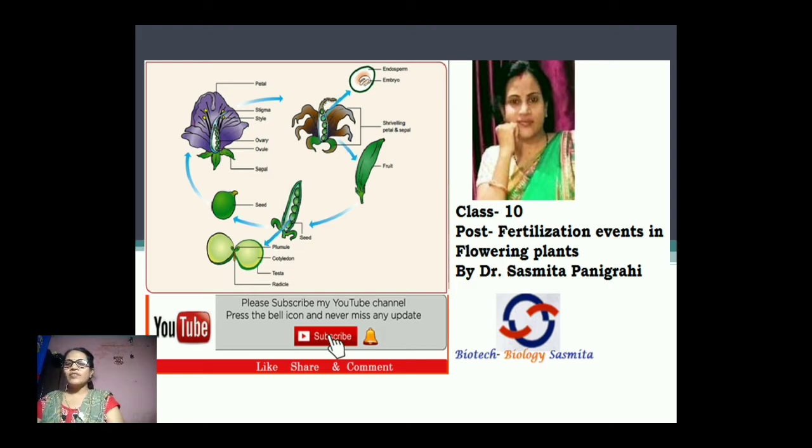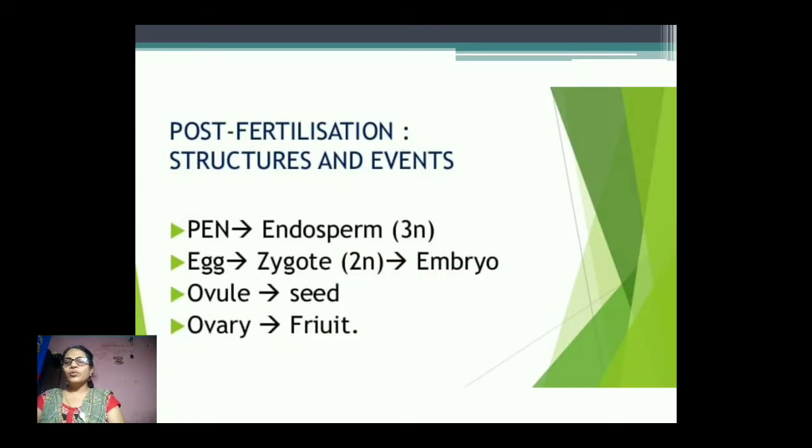Today we discuss post-fertilization events in flowering plants. Before going to the topic, we know that when the pollen grain enters the stigma, then the style, then the ovary of a flowering plant, it produces a zygote when it meets with the egg nucleus. After that, post-fertilization structures and events take place.